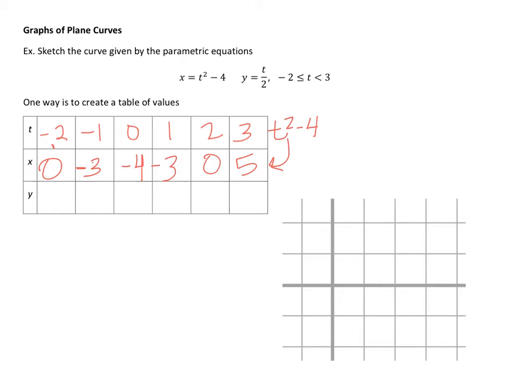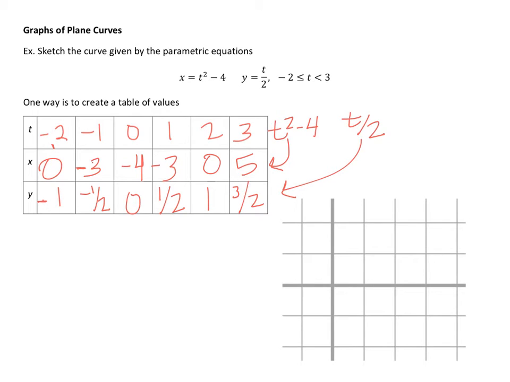Okay, now I'm going to plug in and get my y coordinates. So t divided by 2, and plug them into the y row. -2 divided by 2 would be -1. -1 divided by 2, -1/2. 0 divided by 2 would be 0. 1 divided by 2, 1/2. 2 divided by 2, 1. And 3 divided by 2, 3/2.